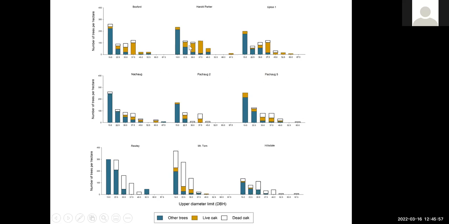In Massachusetts, again, that's background mortality from the last five-plus years, so mortality here and there. In Connecticut, you start to get some more mortality to oak in these larger size classes, so you're shifting that distribution.